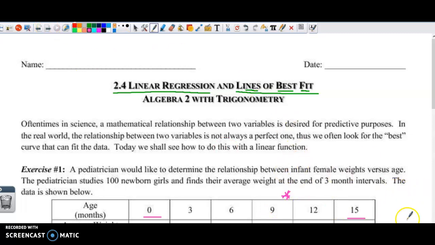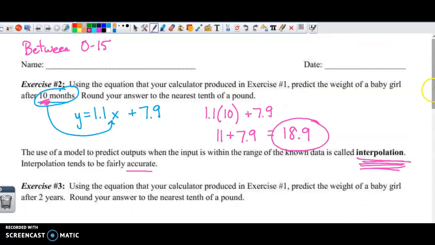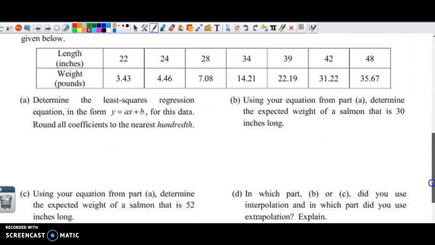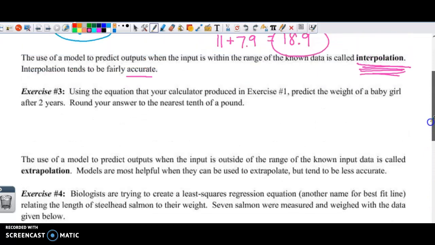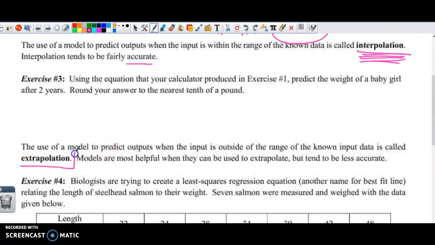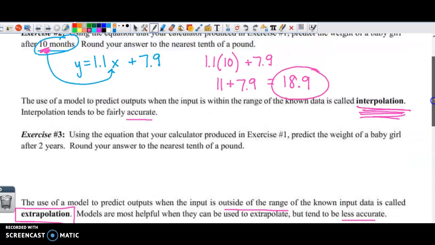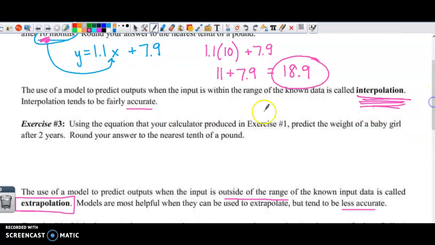Extrapolation would be if we were on the outside. I don't know if you've ever heard the word extrapolation. It doesn't look like they even talk about it here. Oh, there it is. I knew it was on here somewhere. Extrapolation is when you're outside the range of input values. So that tends to be less accurate, because I hope you would think about how a baby girl would stop after being 100 months old. At some point people stop gaining weight, or they should stop gaining weight.